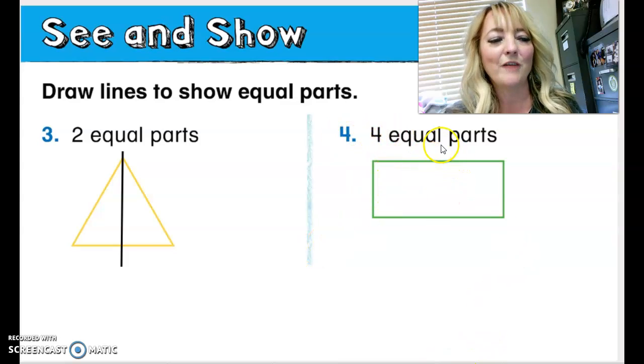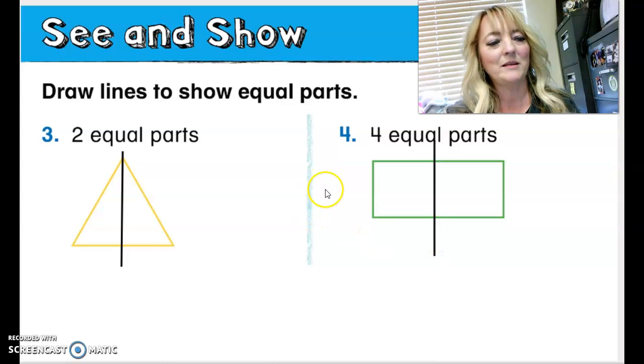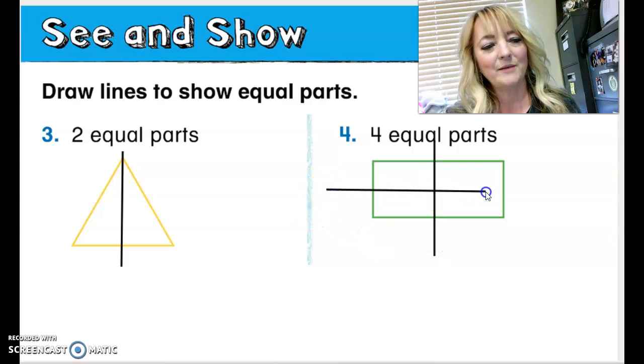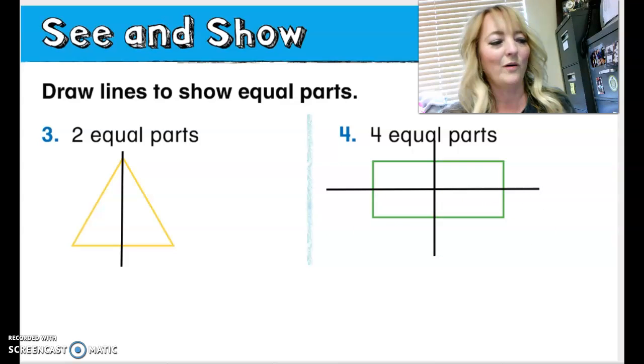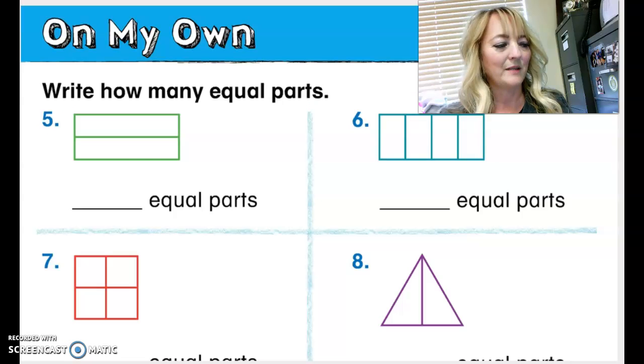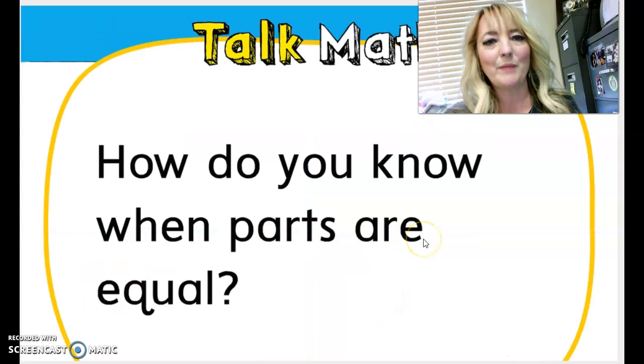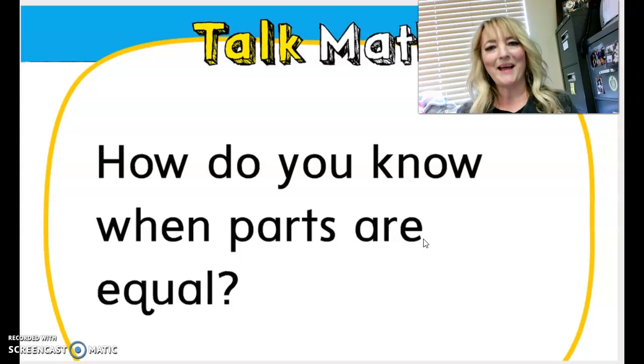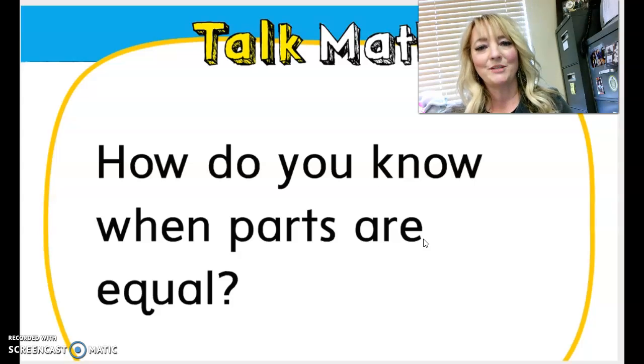Number 4, we want to draw 4 equal parts. So we are going to first do 2 equal parts. And then we're going to divide it this way, horizontally, to make 4 equal parts. Oh, sorry, let's go back to that question. How do you know when parts are equal? Well, we kind of talked about that. All parts are the same shape and same size.